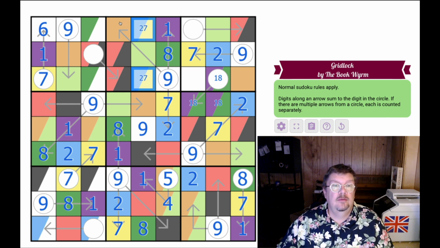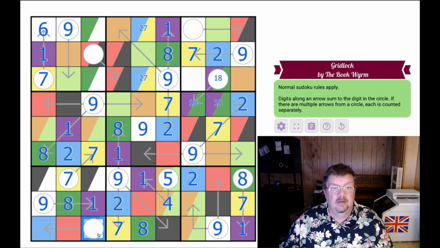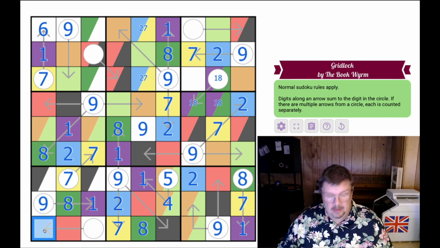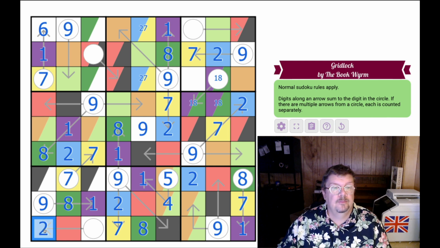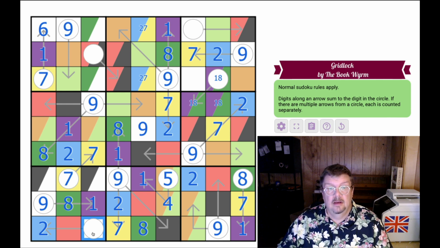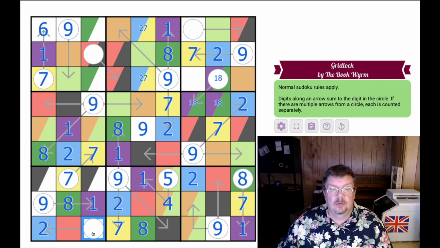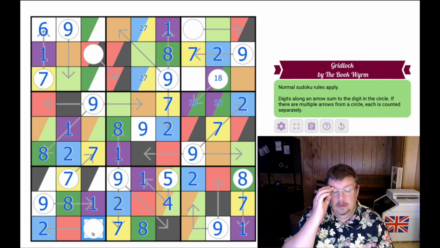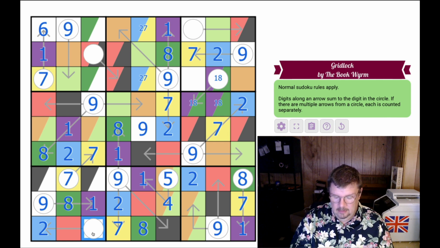But we do know that 6 is not blue. So the only place for blue in this column is now here. And that's not blue. And we know that that is a 2. This now must be orange or green, which is those two colours.